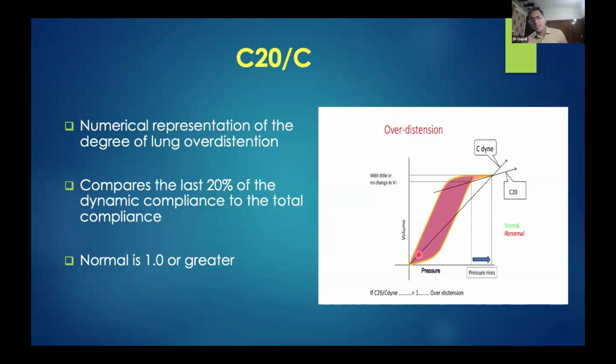If the C20 by C ratio in your machine shows a value less than 1, and significantly if less than 0.8, that means you're dealing with over distension or beaking, or you are giving a very high PIP. So C20 by C in your machine should always be 1 or more.